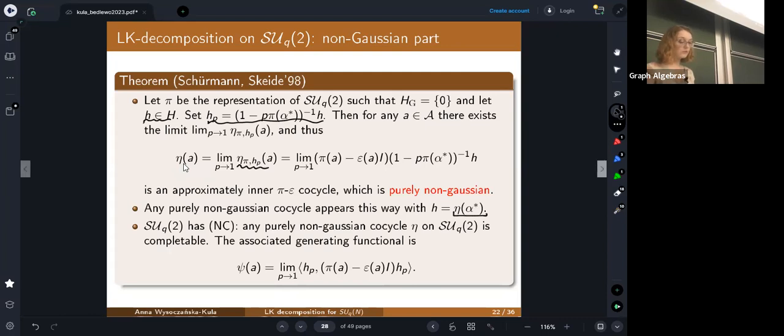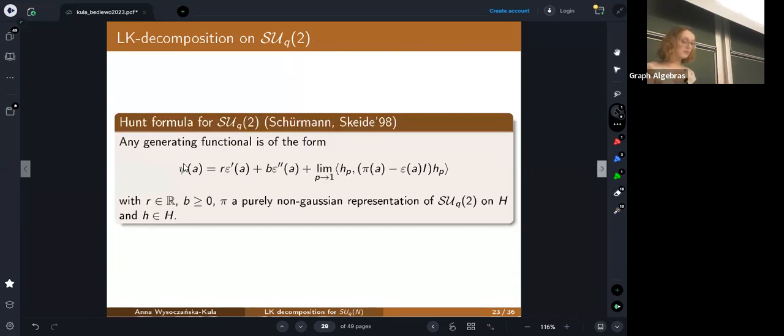Okay, so for SUq(N), we first of all know that the Lévy-Khintchine decomposition exists, and we know how to describe all Gaussian parts and how to describe the non-Gaussian parts. So basically, any generating functional, we can say it is of this form, a sum of a Gaussian part and a limit of Poisson type processes, and they are parameterized by a positive number, and some purely non-Gaussian representation together with a certain vector from this representation.